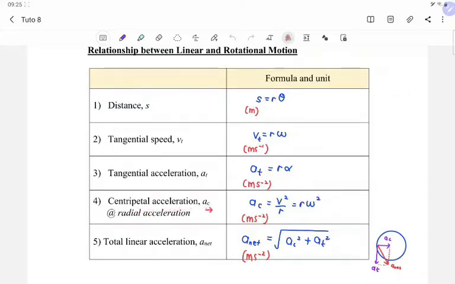And then for centripetal acceleration, you have seen this in chapter 6, v squared over r equals r omega squared. And then the total linear acceleration. So this is actually the resultant acceleration.